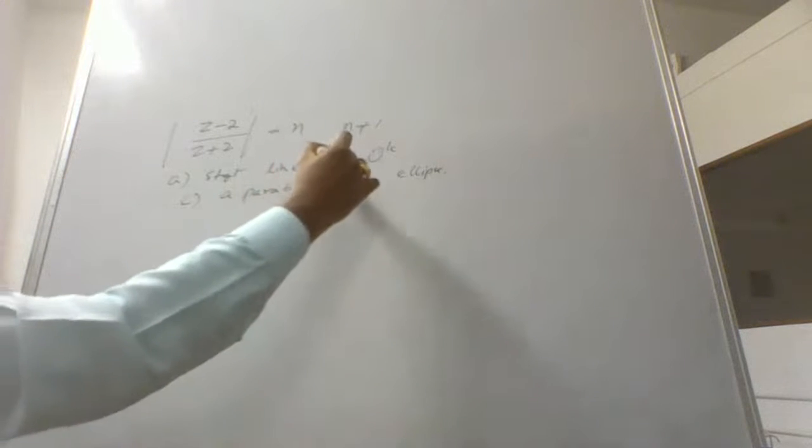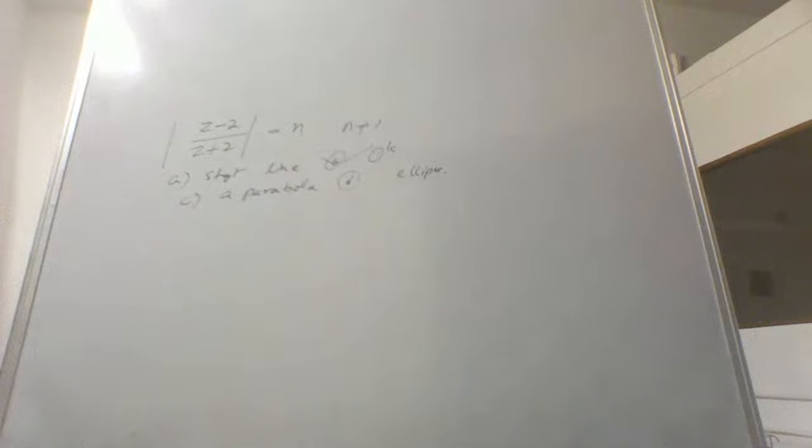Now since the mod of (z minus 2) divided by (z plus 2) is equal to n, the locus is purely a circle if n is not equal to 1. Okay, so hence B is the correct choice over here. Let us look into the next problem.